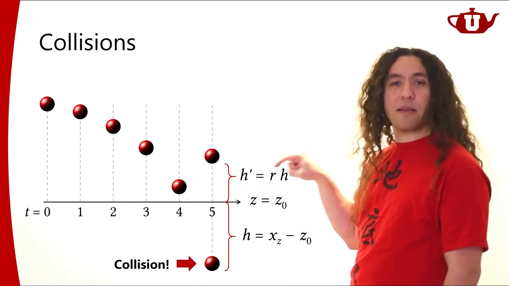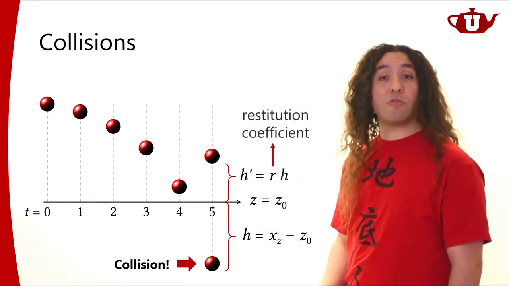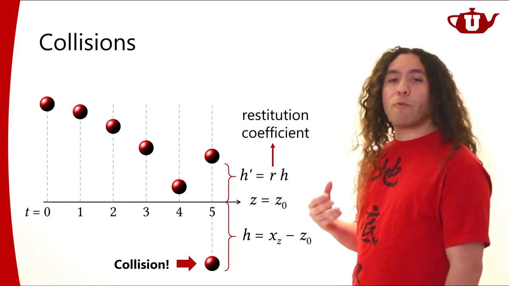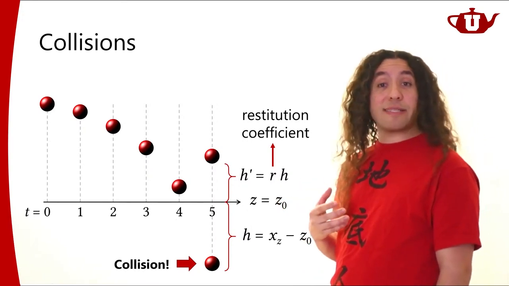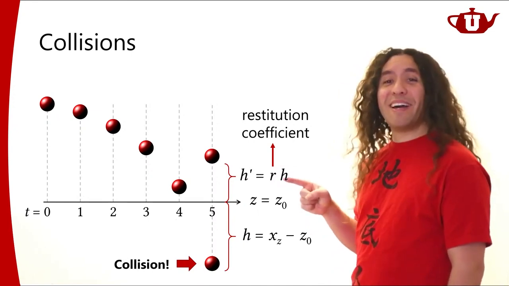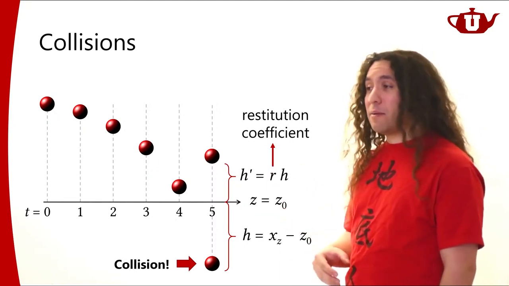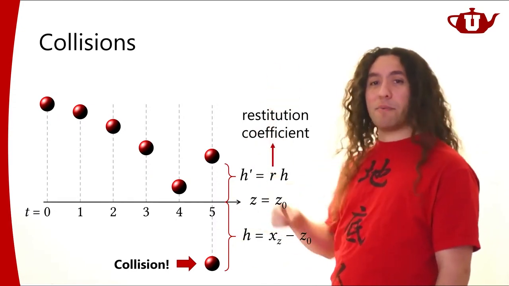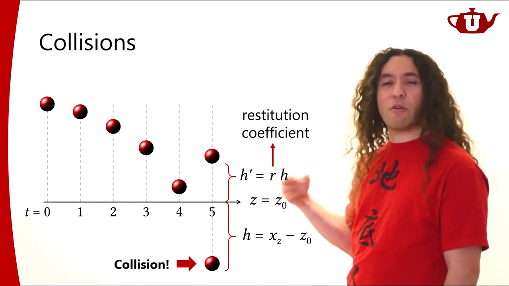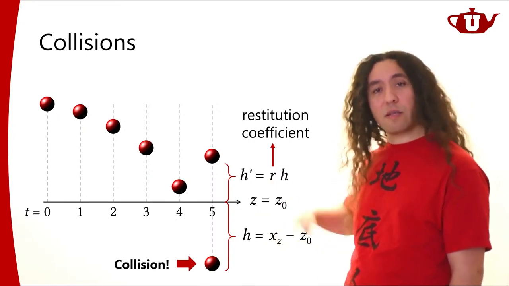h prime is going to be r times h. H is this value, and r is my restitution coefficient. So this sort of models what percentage of the object's energy is lost. So r is always supposed to be less than 1, or maybe 1 is okay. That means it's preserving all of its energy, just bouncing right back up. It almost never happens in reality. So you just multiply by some restitution coefficient that sort of models the percentage of energy that is lost during this collision event.